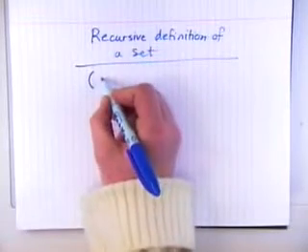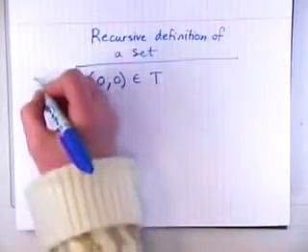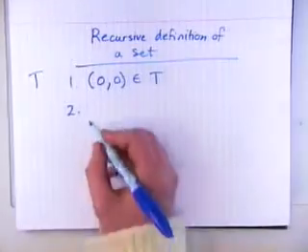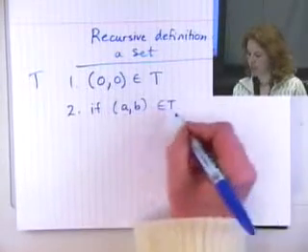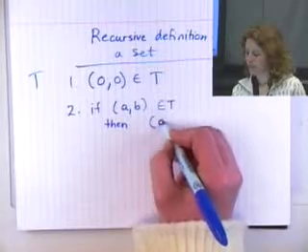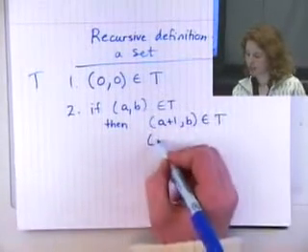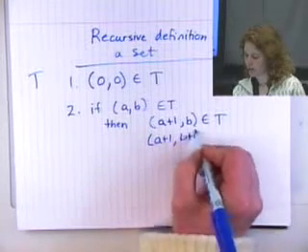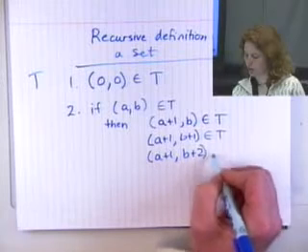So let's define a set recursively. Let's say I have (0, 0) in my set. So T is going to be my set. And if (A, B) is in T, then (A+1, B), (A+1, B+1), and (A+1, B+2) are in T.